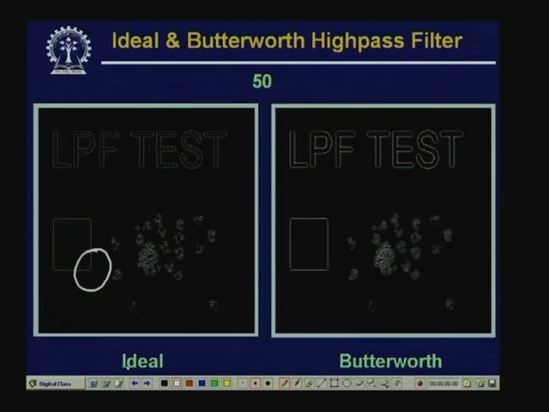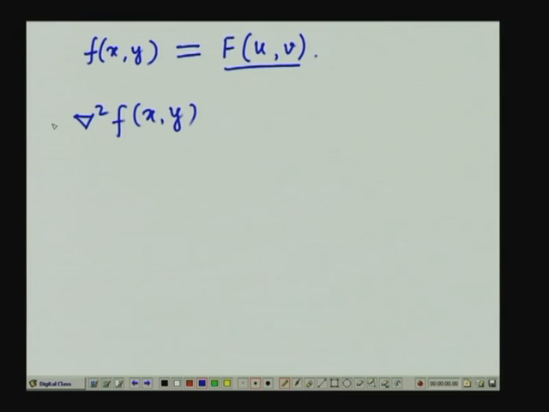Using the low pass filters, I can go for the smoothing operation, and using the high pass filters, I can go for the image sharpening operation. The same operation can also be done using the Laplacian in the frequency domain. If for a function f(x,y) I get the corresponding Fourier transform F(u,v), then for the Laplacian operator, if I take the Fourier transform of del square f(x,y), it can be shown that this will be equal to minus (u square plus v square) into F(u,v).